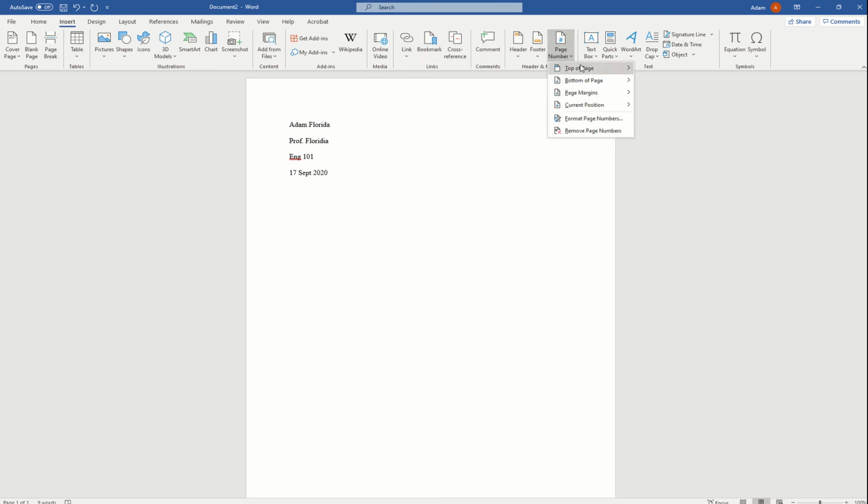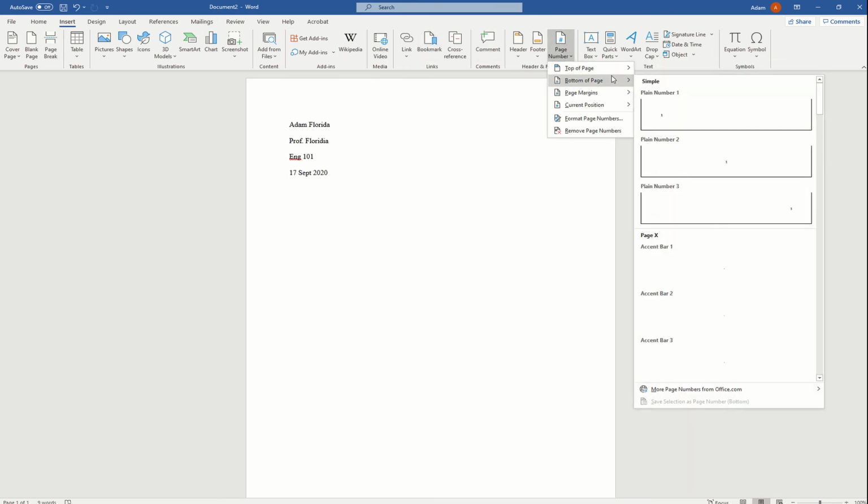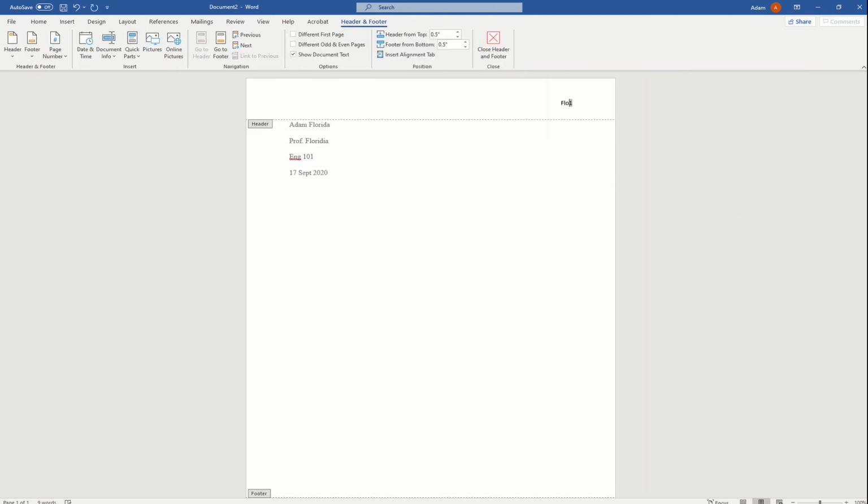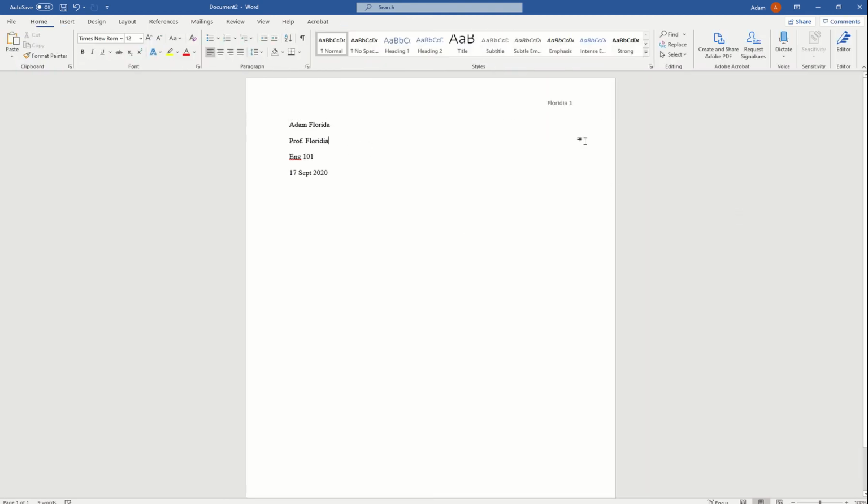Good. And there's one other thing I want to do, which is insert, not page break, where is it? Page number. And I want to do that at the top of the page. And I want to have it on the right. And I want to type my last name in front of it. And now that will show up on every page.